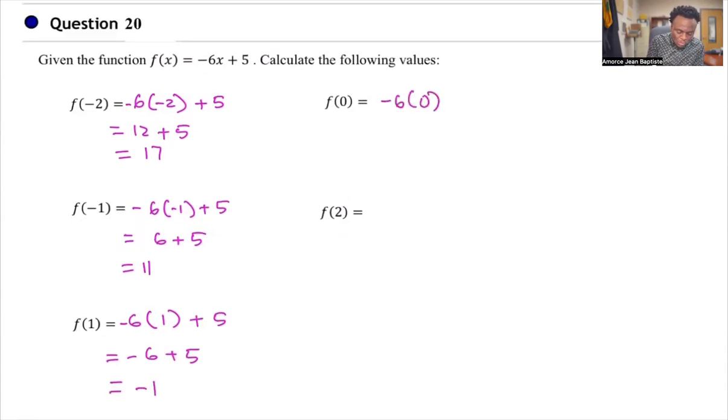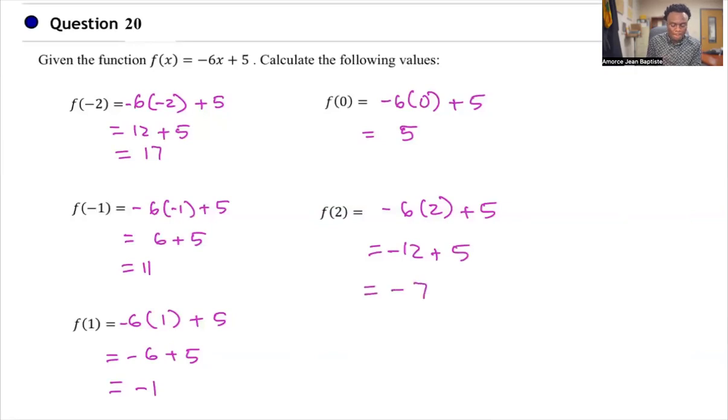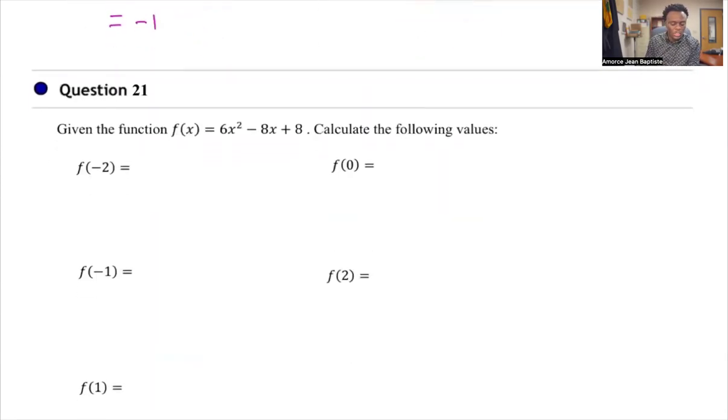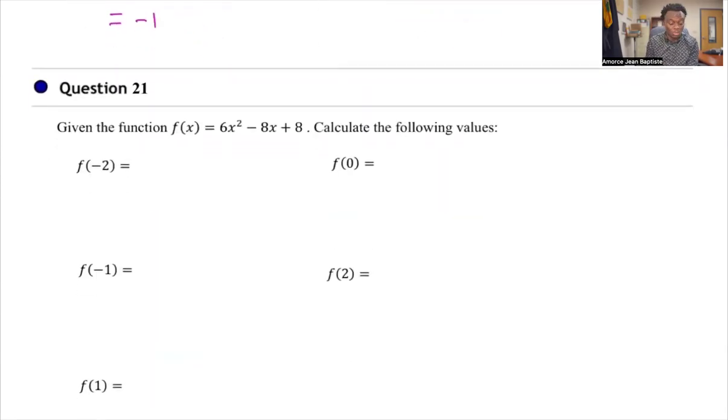-6 times 0 plus 5, that's 5. That's negative 6 times 2 plus 5 equals negative 12 plus 5 equals negative 7. All right, just substitute the value. This one is more complicated, but it's the same situation.